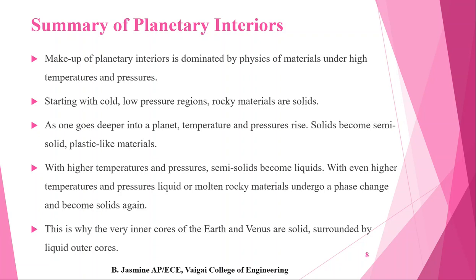Solid becomes semi-solid because it melts into plastic-like materials. With higher temperature and pressure, semi-solid becomes liquid. With even higher temperature and pressure, liquid or molten rocky materials undergo a phase change and become solid again. This is why the very thin cores of the Earth and Venus are solid, surrounded by liquid outer cores.